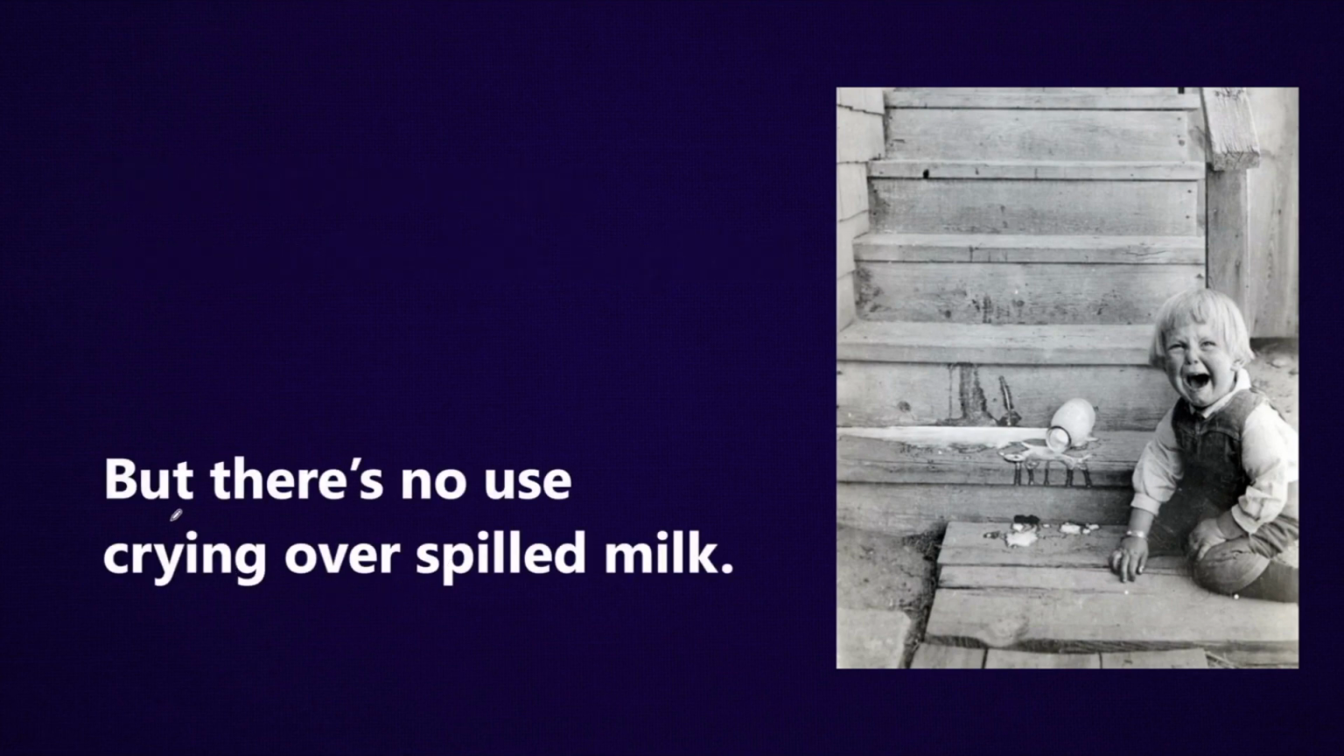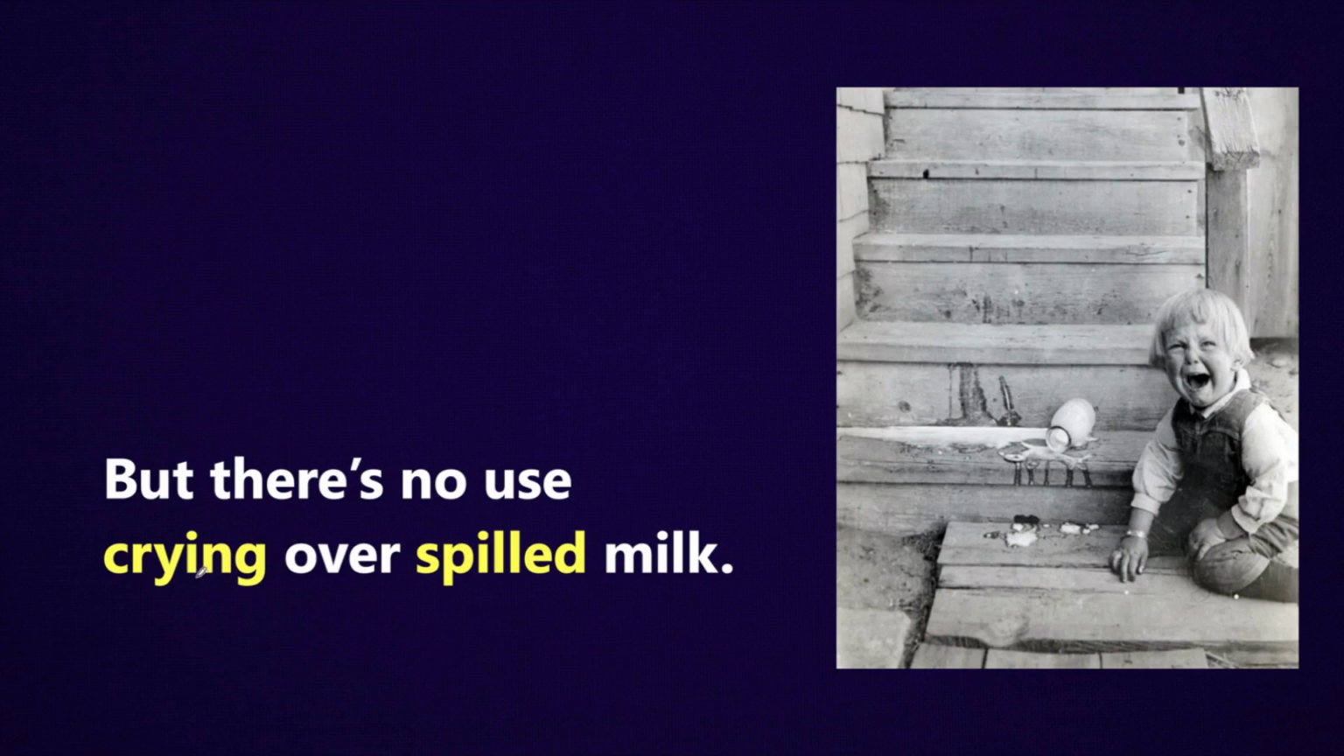Now look at this sentence. But there's no use crying over spilled milk. Do you see the participles here? Again, there are two, crying and spilled. Are these being used as adjectives or as verbs? So again, look at where they are and what's around them.